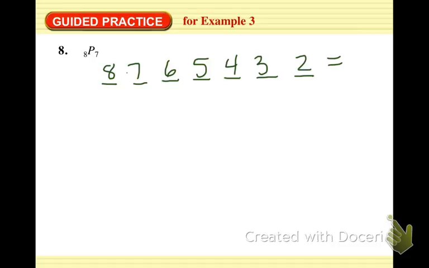So again, the r tells us how many factors. 2, 3, 4, 5, 6, and 7, starting on 8. And this is a large one, 40,320. Wow. Again, some of the products will be big. So we only have 2 factors here, but they are quite large.